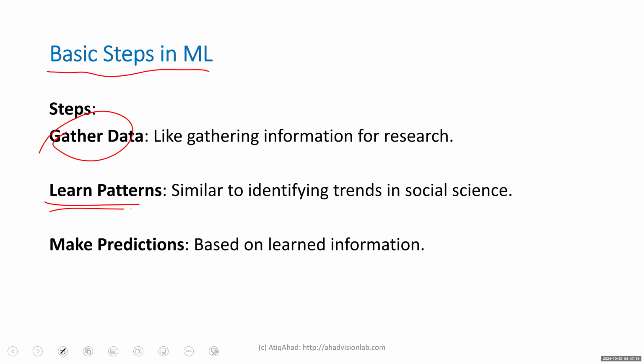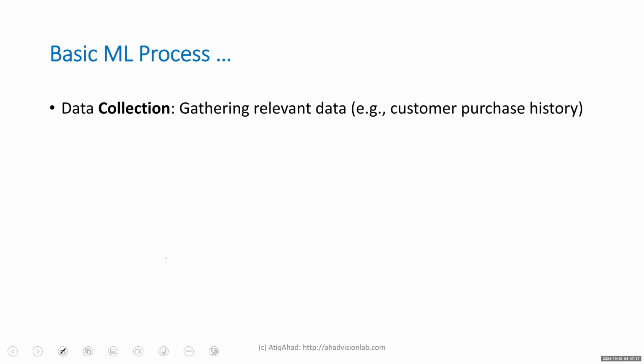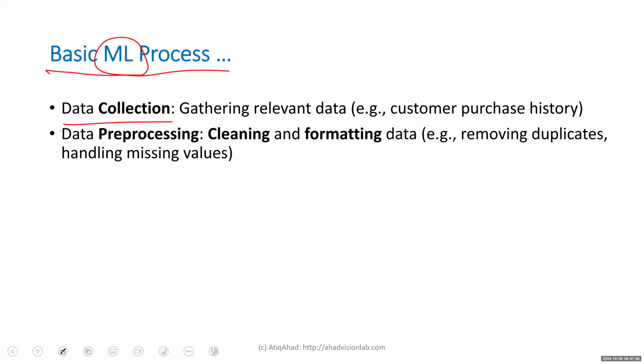Number two, learn patterns from those, so identifying similar trends, like in social science. So we consider patterns, and then based on those learnings, we would like to make a prediction. From now on, I will explain in a bit more detail the basic pipelines of the machine learning process. Okay, what are those? Initially, data collection, like gathering relevant data, say customer purchase history.